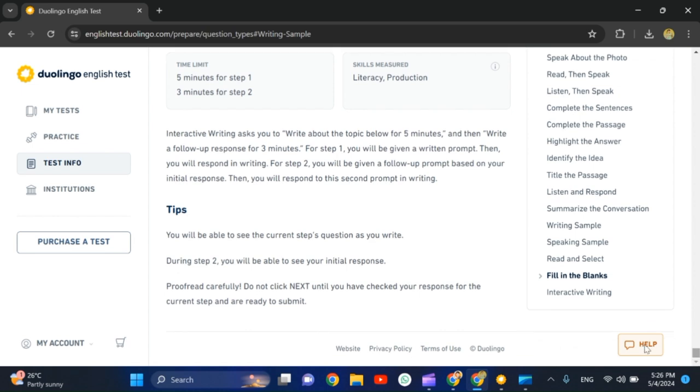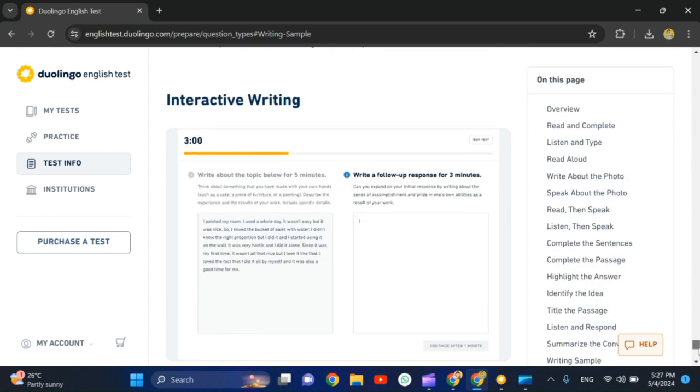So actually, there is the main question and then there is a follow-up question, and it will take 8 minutes in total. The tips given for this question type by the official Duolingo website are that you will be able to see the current step's question as you write. During step 2 you will be able to see your initial response as well. Let me show you its format. As you can see, the first question has been answered here, and now a follow-up question has been asked, but the response for the first question is visible right here.